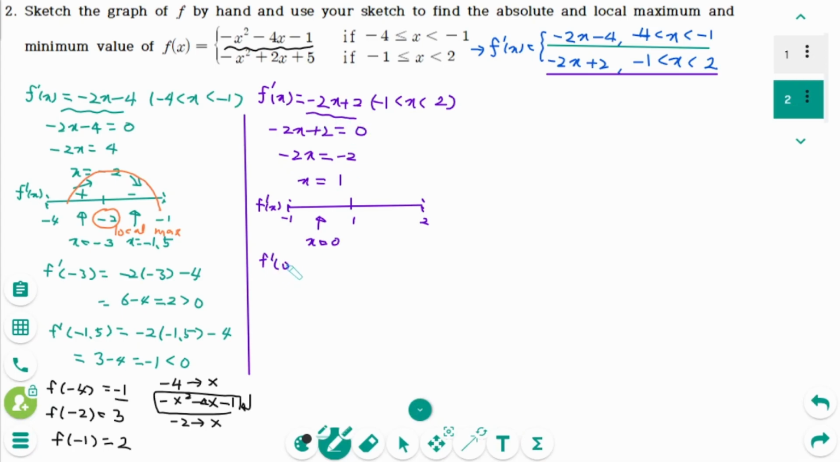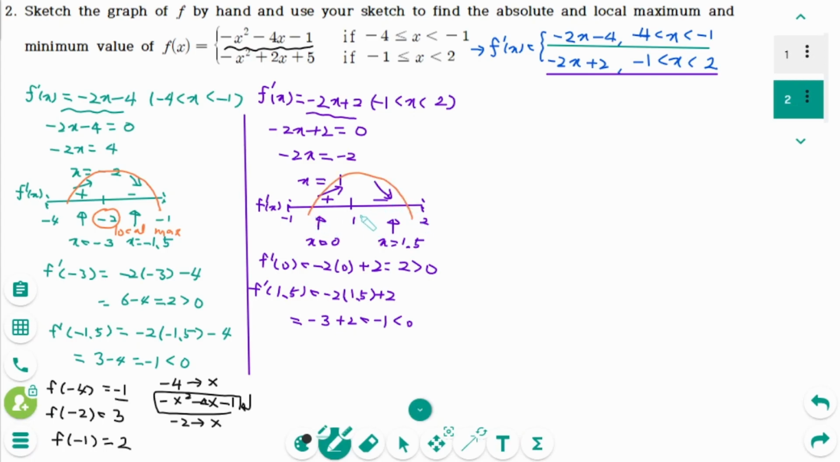For f prime of x, when the testing number is 0, f prime of 0 equals minus 2 times 0 plus 2 equals 2, which is positive. When the testing number is 1.5, f prime of 1.5 equals minus 2 times 1.5 plus 2 equals minus 3 plus 2, which is minus 1, which is negative. The curve is like this. The local maximum is at x equals 1.